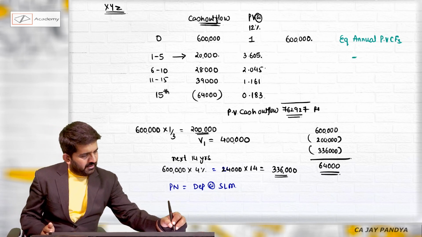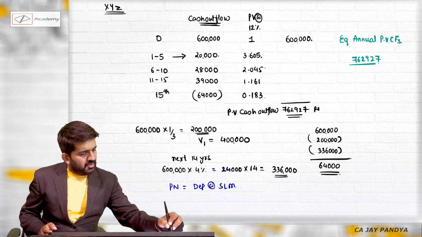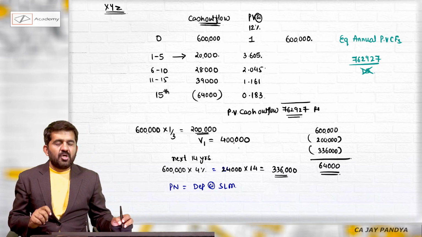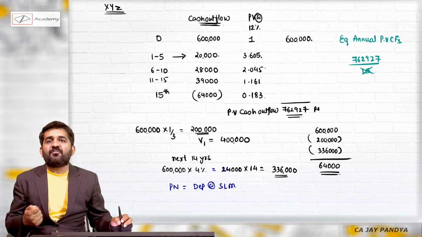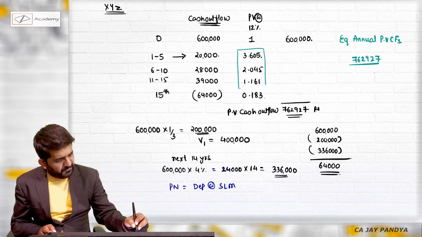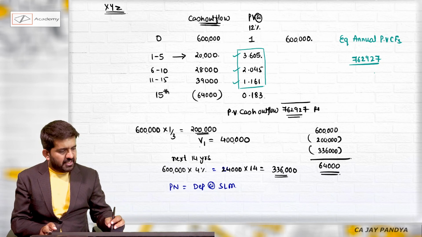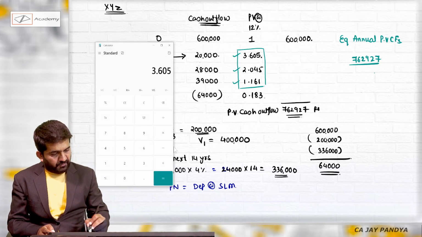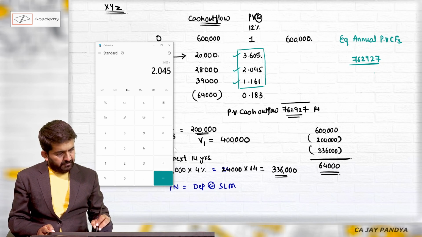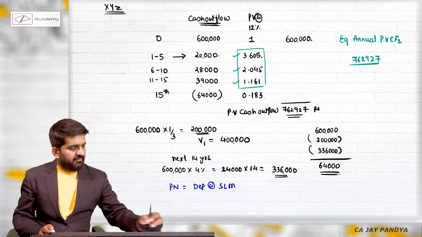So how to do it? 7,62,927 divided by 15. No, this is not how we find out equalized annual value. What we take is a factor of 15 years. And believe it or not, I am having factor of 15 years. So this is factor of first 5 years, second 5 years and third 5 years. I just need to find out what it is. 3.605 plus 2.045 plus 1.161, which is 6.811.